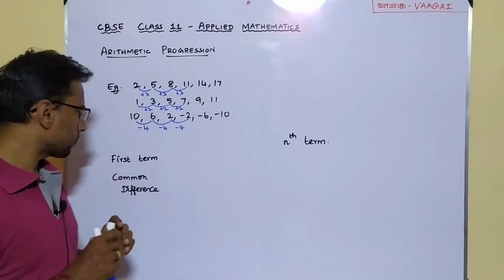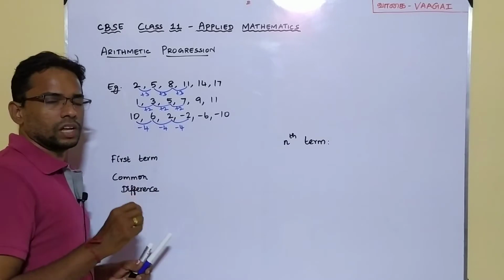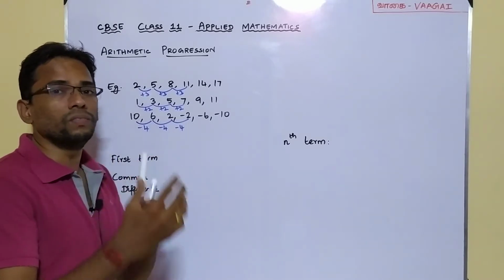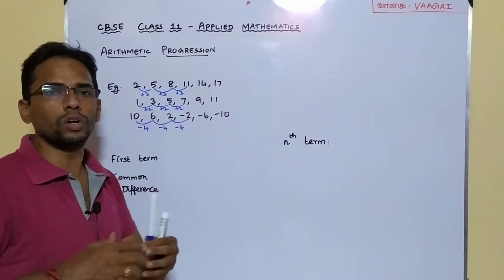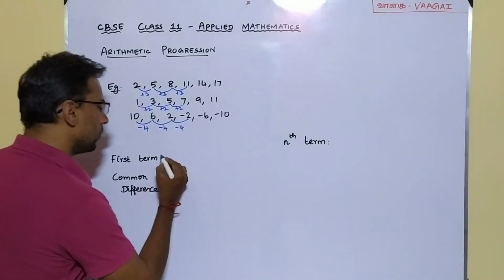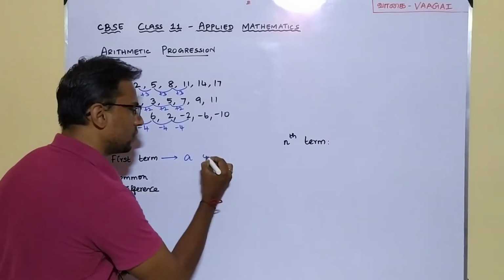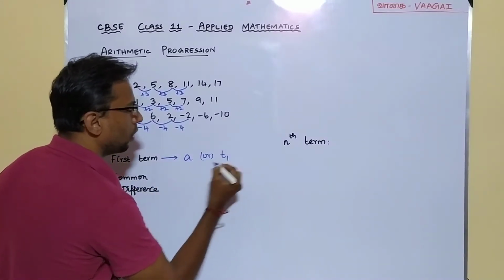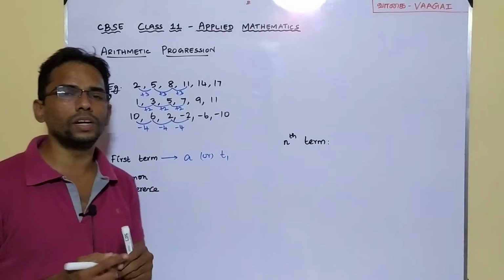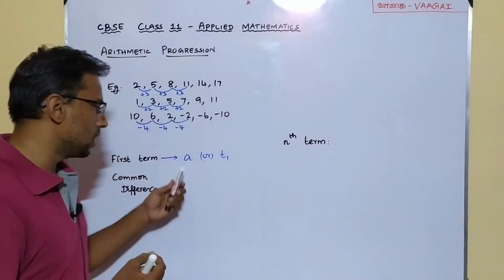So let us see the first term. What is the first term? The number with which your arithmetic progression is going to start is what we call the first term. We will notate this first term as A. Or in other words, we can even term it as T1, because T1 denotes it is the first term. That's why it is T1. And usually we represent it as A.